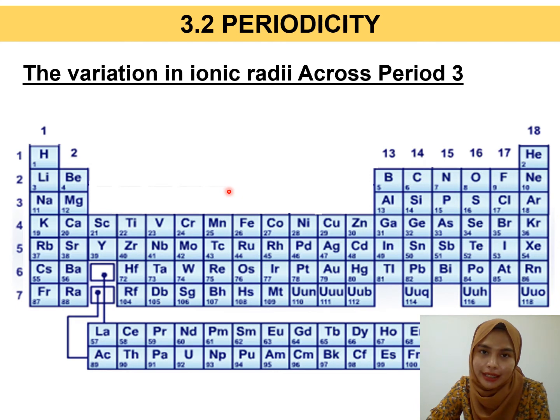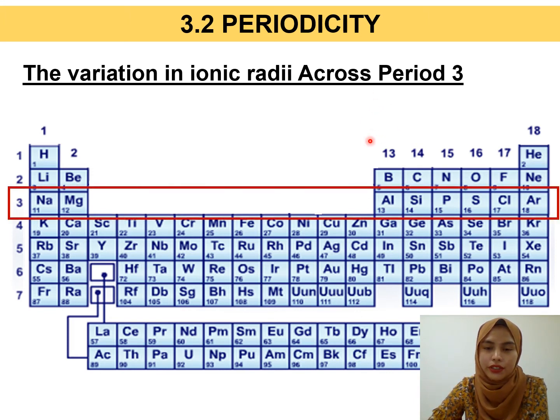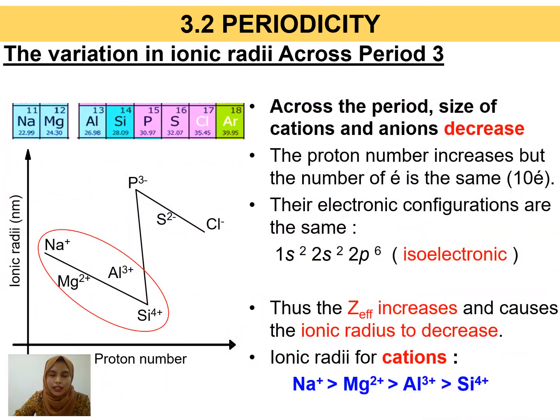Next, we will be discussing the variation in ionic radii across period 3. If you are wondering where period 3 is in the periodic table of elements, these are the elements in period 3. So we will discuss the size of the ion for each element in period 3. These are all the elements across period 3, starting with Na and ending with Ar.